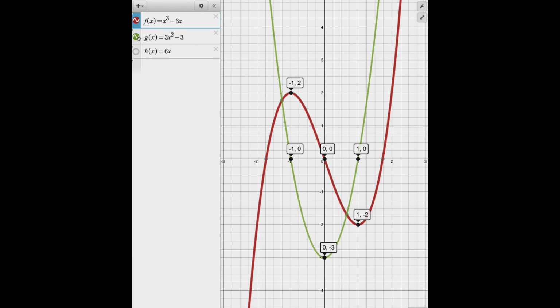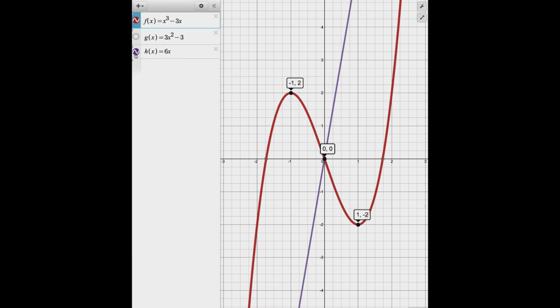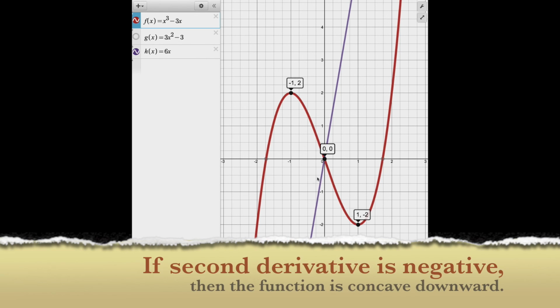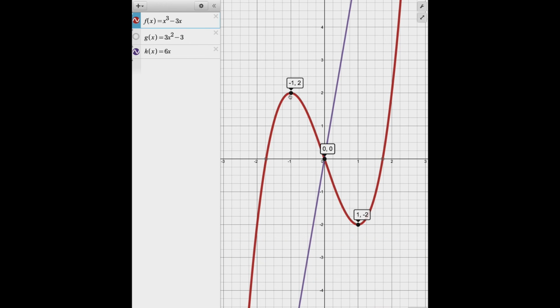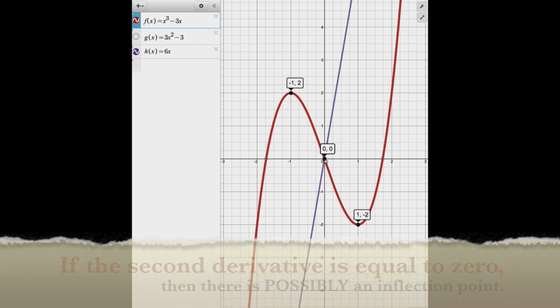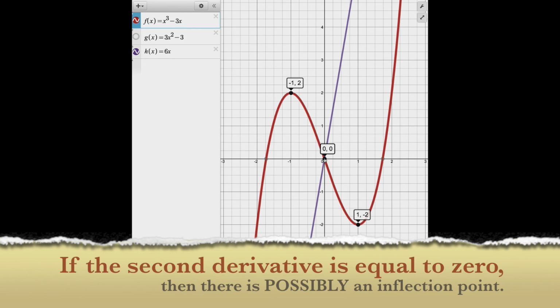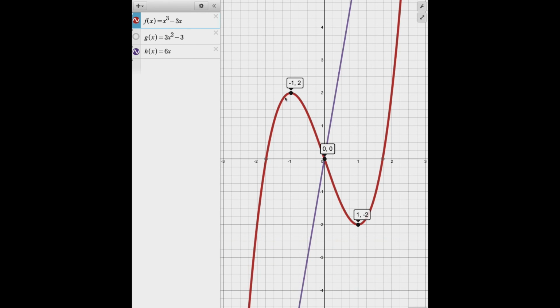Another thing you can do, if I turn this first derivative off and turn the second derivative on, is that the second derivative will show you where it's concave up and concave down based on its sign. So if the second derivative is less than 0, or negative, as it is right here, it shows that the original function is concave down. Now, when the second derivative is equal to 0, that shows where the inflection point is. So right here, it's at 0. It's changing from concave down to concave up.